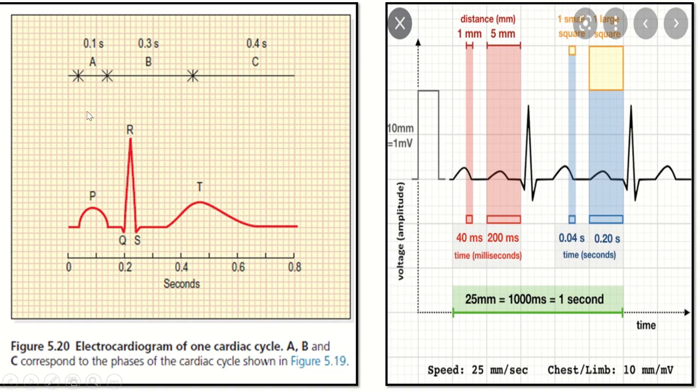For your understanding, I have given this in a bigger diagram. This is in seconds: P wave, QRS and the T wave. As we already saw, one small box is 1 mm, and 5 small boxes join together to form one big box. So the small box is 0.04 second and the big square is 0.2 second.